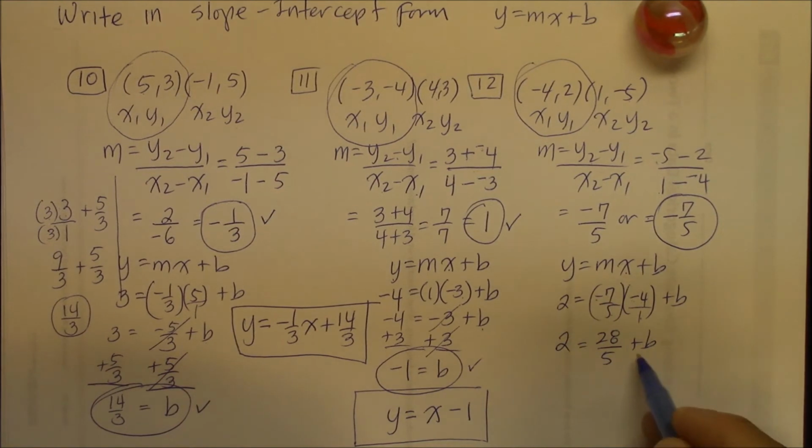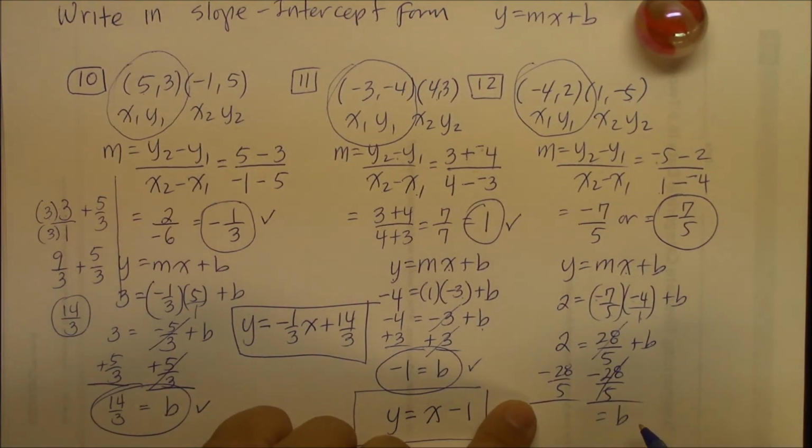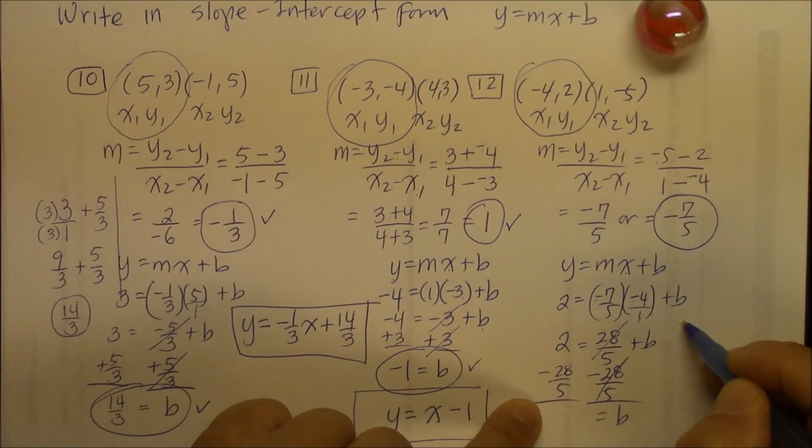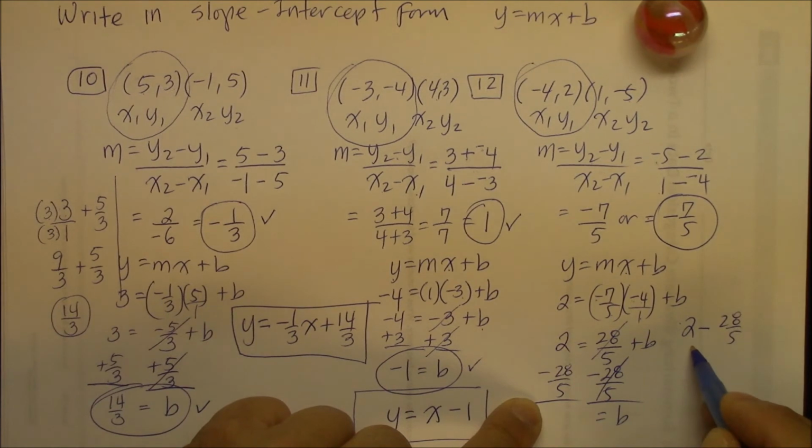Now I'm going to solve for b by getting rid of the 28 over 5 by subtracting 28 over 5. And whatever you do to one side, you do to the other. So on the right side, they're gone. All you have remaining is the b. So visit 4th grade again. So this is like saying 2 minus 28 over 5. Put a 1 underneath. What's the common denominator?